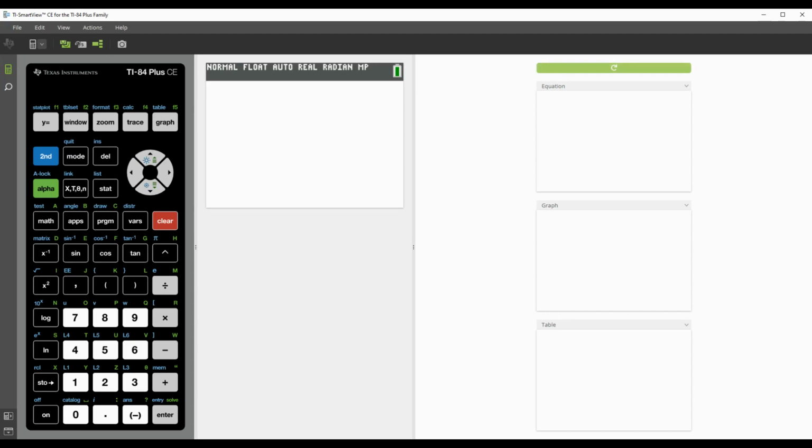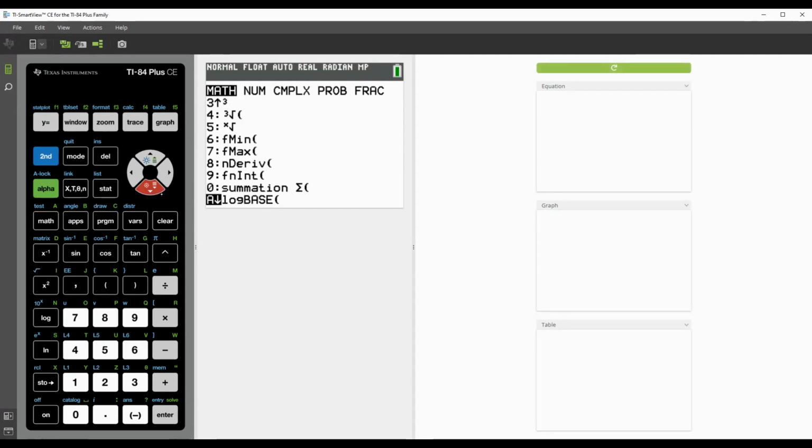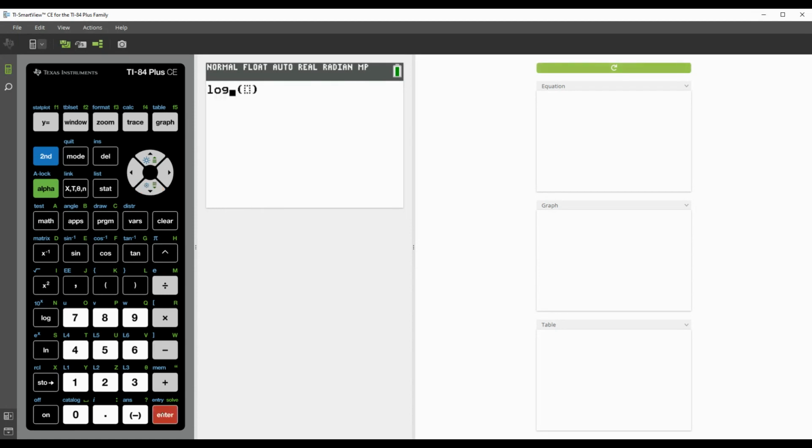So if you want to do log base 3 of 7, you would go into math, and then you have to scroll all the way down past the numbers, past 0 until you get to A, and then hit enter. And look at that. It's exactly what you want. So you would do 3 and then 7, and you would hit enter and you get the answer.